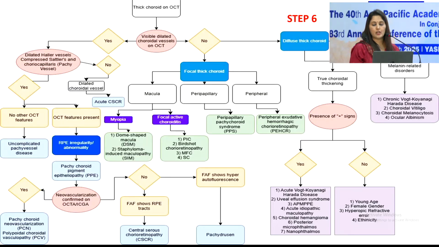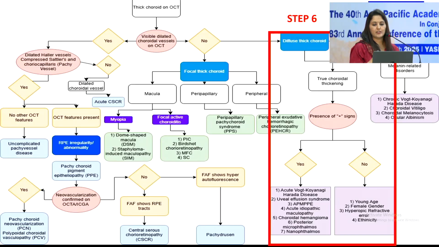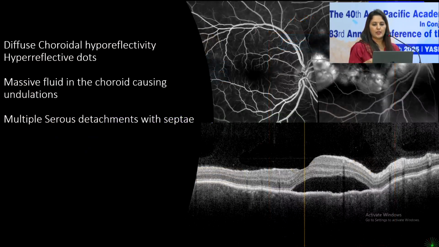So once you have ruled out the possibility of an apparent thickening, then coming back to the diffuse thick choroid, you are now evaluating whether these patients have any kind of inflammatory condition, infiltrative condition, or congestive condition, or some kind of genetic condition like posterior microphthalmos or nanophthalmos. If these things are not present, it can still be a diffuse thick choroid, depending on the hyperopic characteristics and the ethnicity of the population. So leaving this aside, this is another patient where you can actually apply the algorithm.